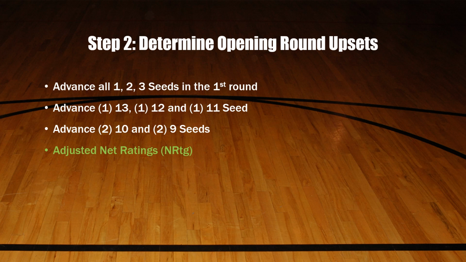Next bullet, advance 13 seed, 12 seed, and 11 seed. So that means that you would be plucking away a 4, a 5, and a 6. At least one of them will be getting eliminated in the first round. Also, you're going to want to pick 2 10 seeds and 2 9 seeds to advance. That means 2 8 seeds are going to be eliminated and 2 7 seeds will be eliminated.